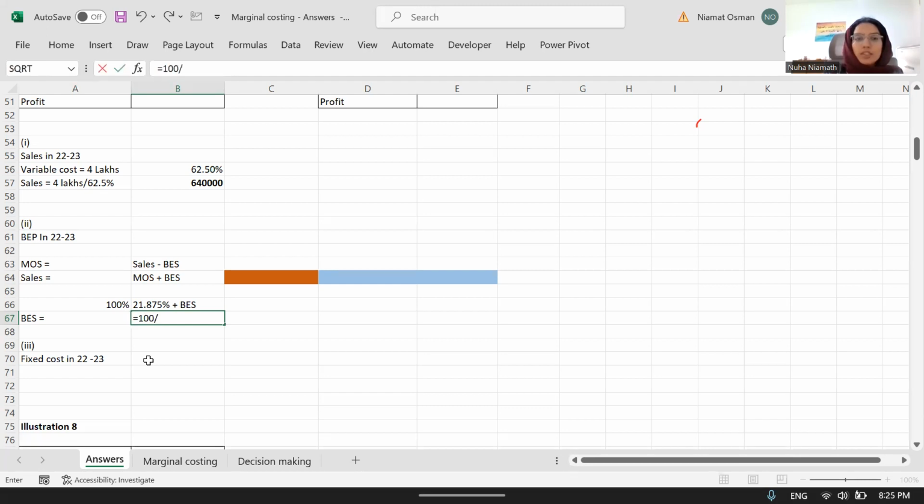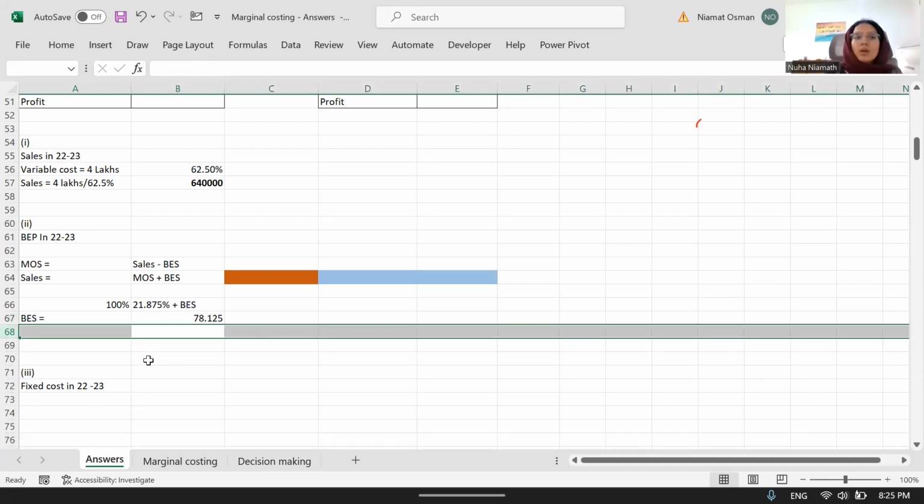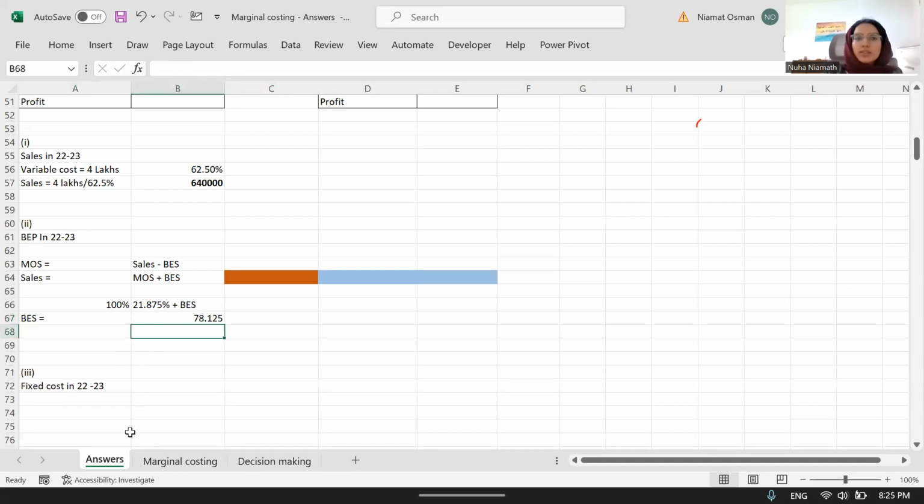So 100 minus 21.875, 78.125% is my break-even sales. So how do I do that? We know what is our sales. We've calculated it as 6,40,000 into 78.125%. So that gives me a break-even sales of 5 lakhs. Is everybody following with me? Thank you, Taslima. That's the right answer.